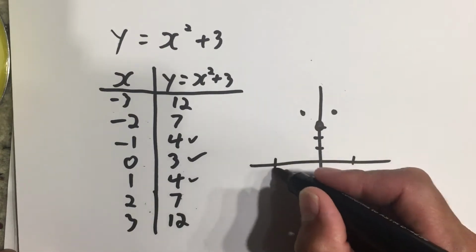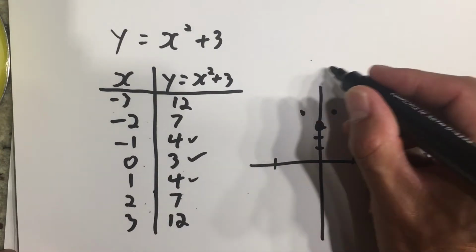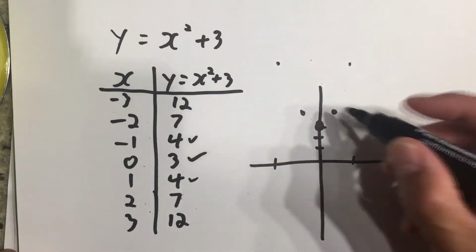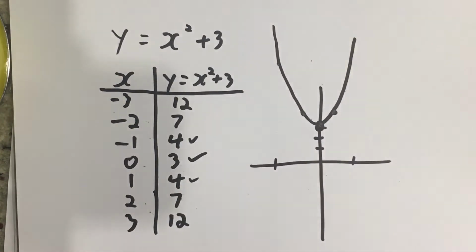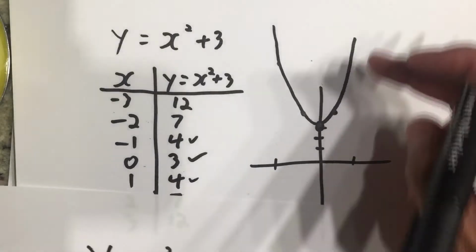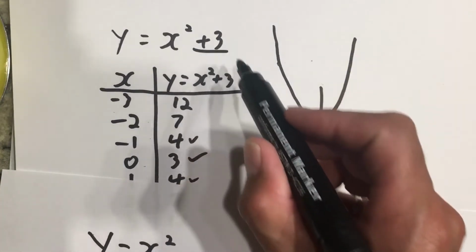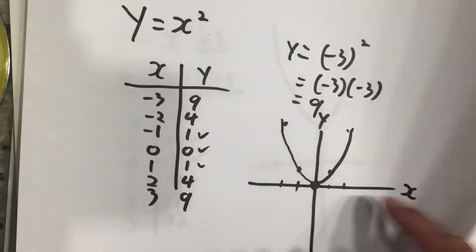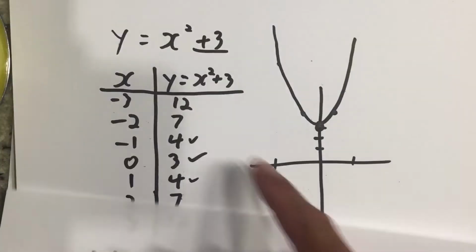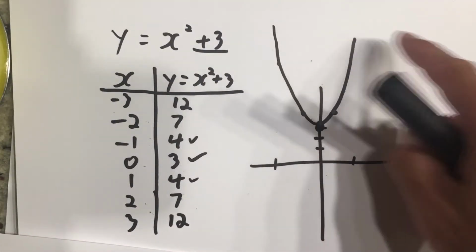When x is 2 or -2, y is 7. So that's 4, 5, 6, 7. That's up here. Now notice this looks just like this one here, except it's been shifted up. And notice even further, it's been shifted up by 3, exactly as is being added here in the equation. So that's y equals x squared, and that's y equals x squared plus 3. That's all been shifted up.